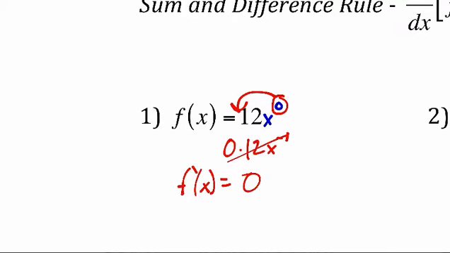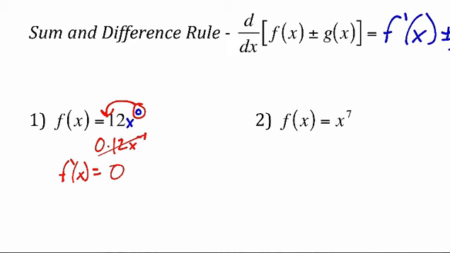Now, moving on to another one, f of x equals x to the 7th. Again, we're going to take that 7, move it out front, and multiply. So it ends up being 7 times 1, which is just 7. Take away 1 from the exponent, and we got 7x to the 6th. So f prime of x equals 7x to the 6th.